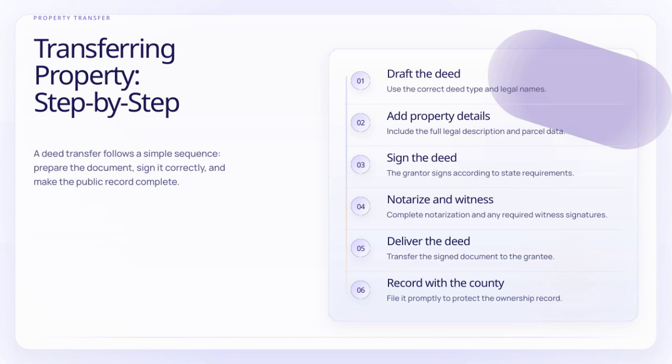Finally, record the deed with the county immediately. Prompt filing is crucial as it protects the new owner's rights and completes the public record. By following these steps, the property transfer process is clear and legally sound.